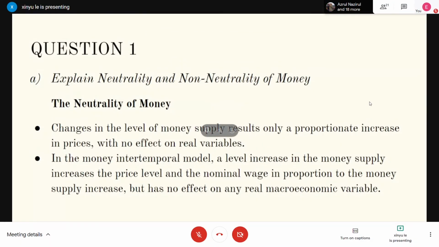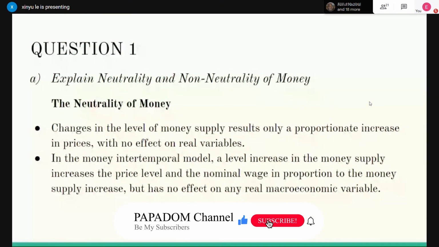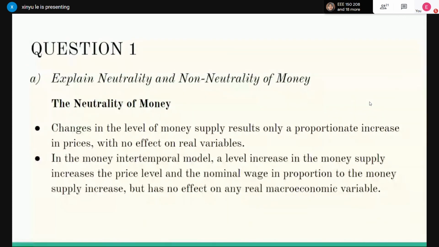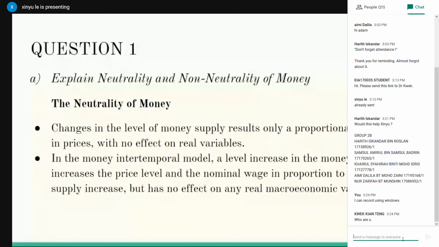with no effect on the real variables. So a level increase in money supply increases the price level and nominal wage in proportion to the money supply's increase, but has no effect on any real macroeconomic variable.